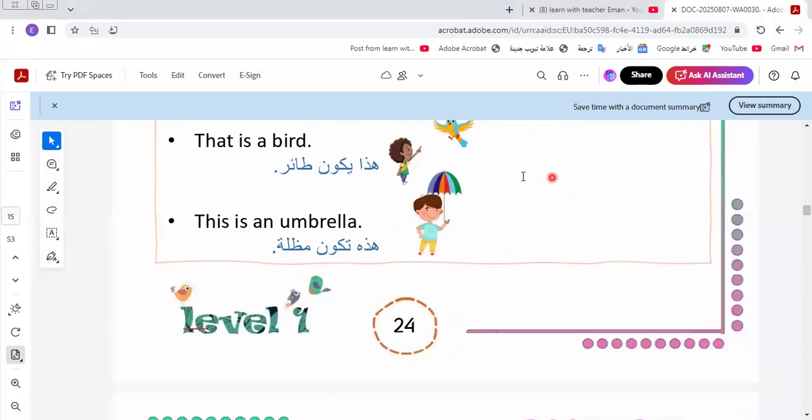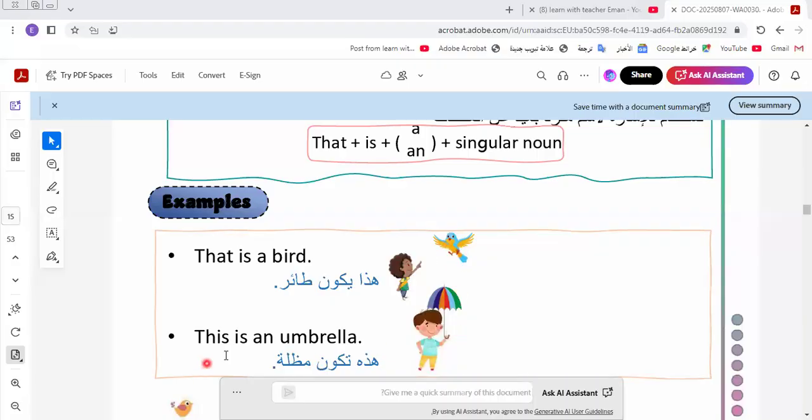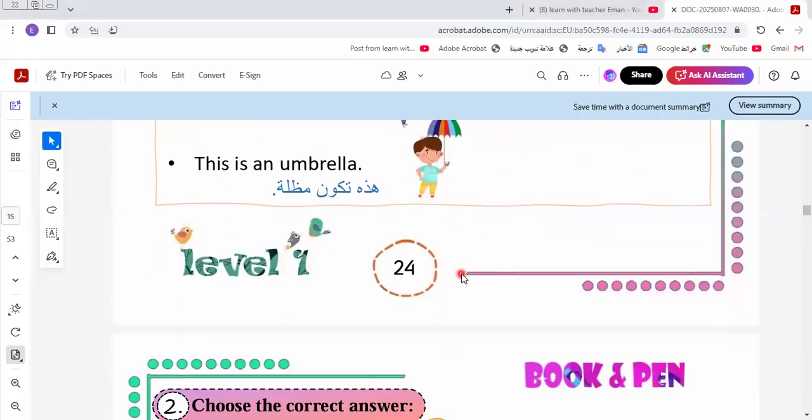Okay, here we say this boy pointed to the bird. The bird is far, so this boy says, we say what? That is a bird. So the bird is far from this boy, and he is saying that is the bird. Here the umbrella is near the boy, so he says this is an umbrella.